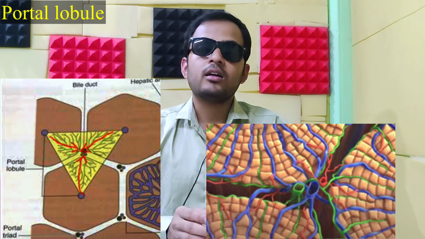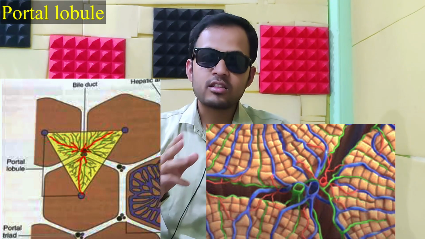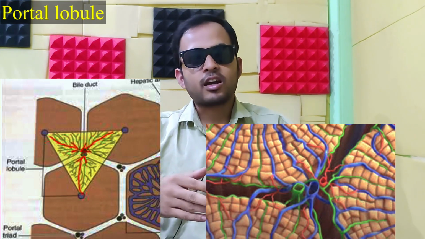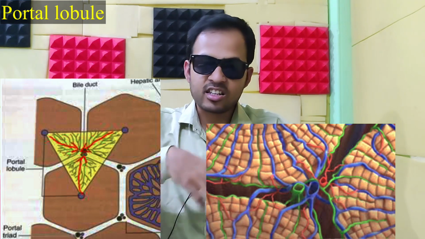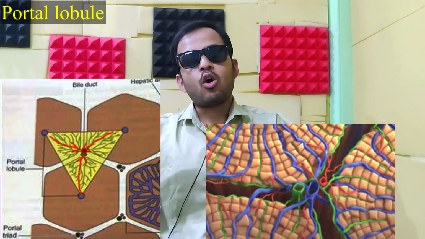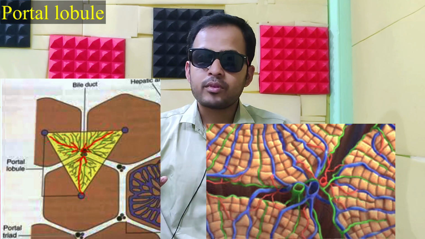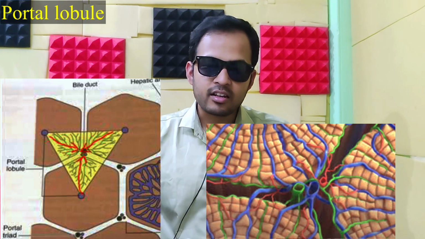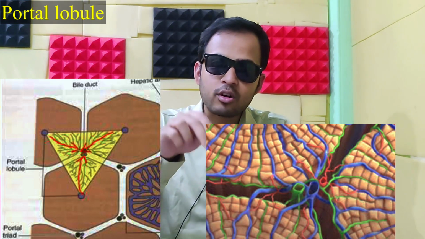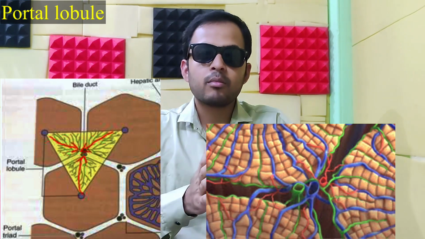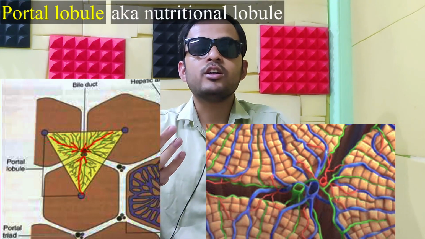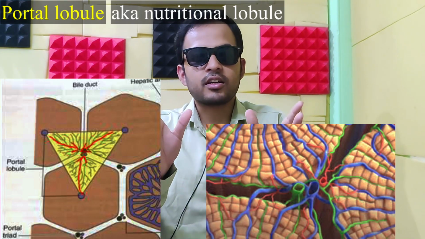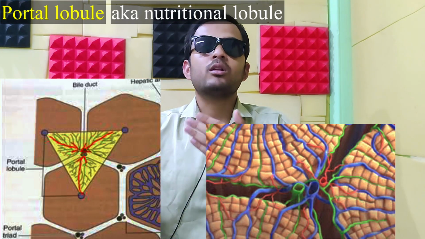This hepatic artery gives its branches to these adjacent 3 hepatic lobules. This portal vein gives its sinusoids or its branches to these adjacent 3 hepatic lobules. All these bile canaliculi or bile ductules coming from each of these hepatic lobules are draining into the bile duct of this portal canal, okay. Remember, this portal lobule is also known as the nutritional lobule because in the liver, the ultimate nutrition is getting from the intestine via the portal veins, okay.